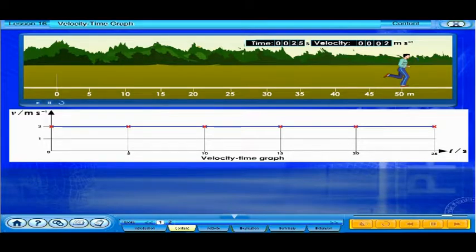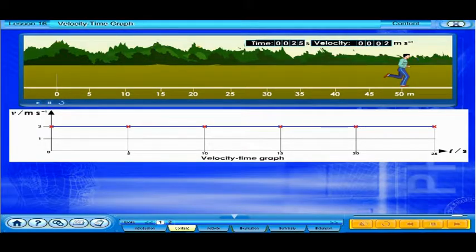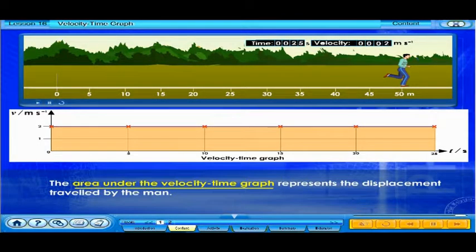Do you know that from the velocity-time graph, we can get the length of the track, which is 50 meters? How do we get that? The area under the velocity-time graph represents the displacement traveled by the man.